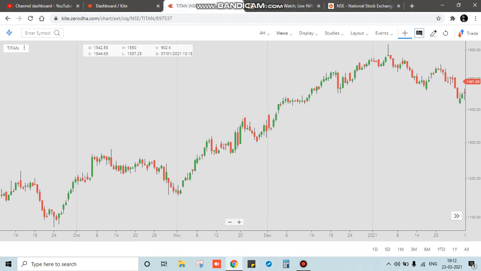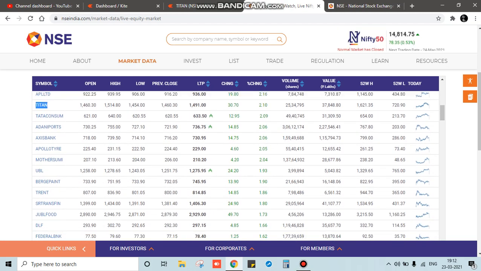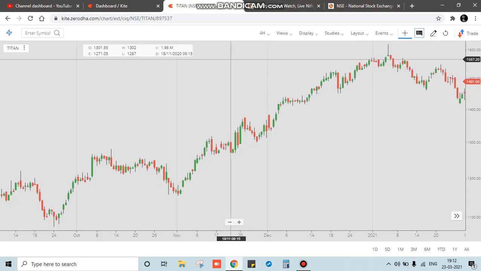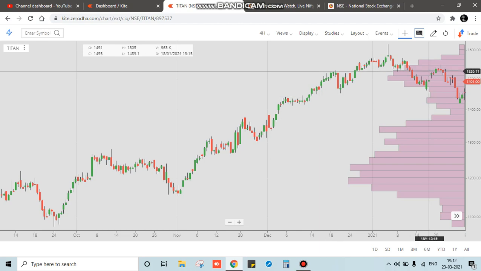I prefer taking F&O stocks, for example. Many F&O stocks are there, but I found this one pretty interesting to show as an example. So Titan, we need to just mark it as a 4-hour time frame, and from there I can have a volume profile chart. I'll find something like this on my right side, and you can change the colors as well. So let's not get to that part.